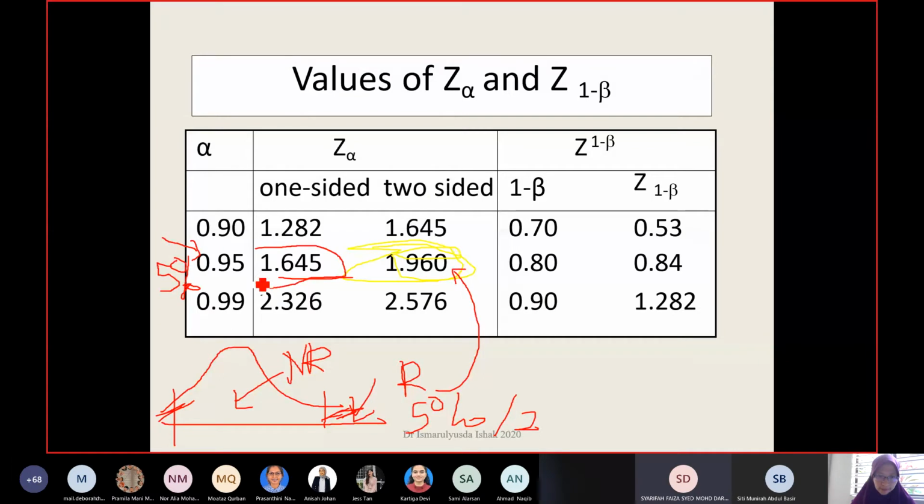But earlier on, you said we always use two-sided. Why should we say that we always use two-sided? Because in SPSS, it is default two-sided.